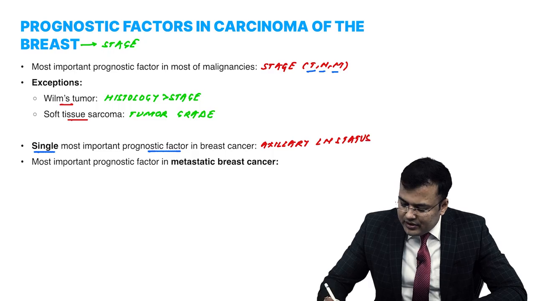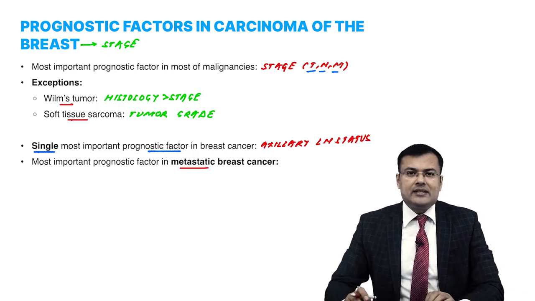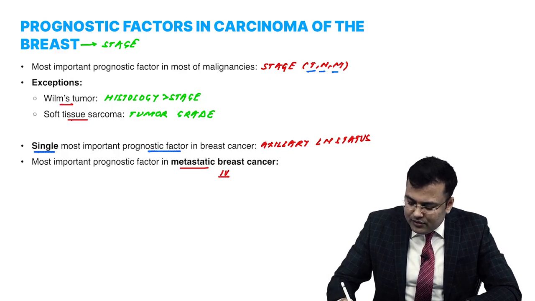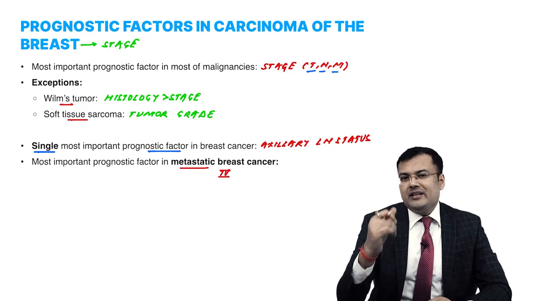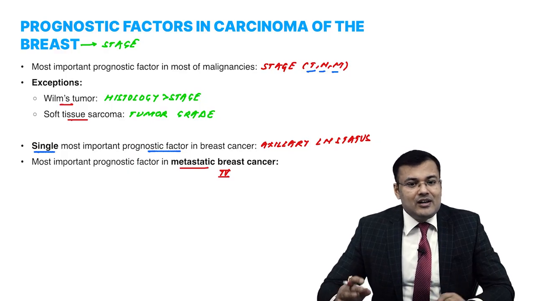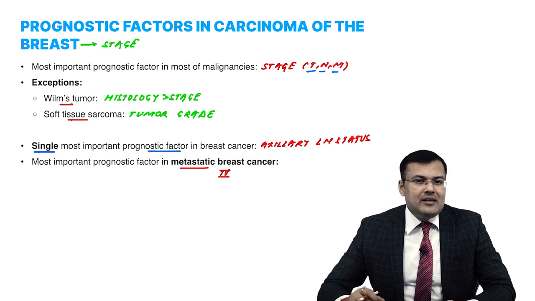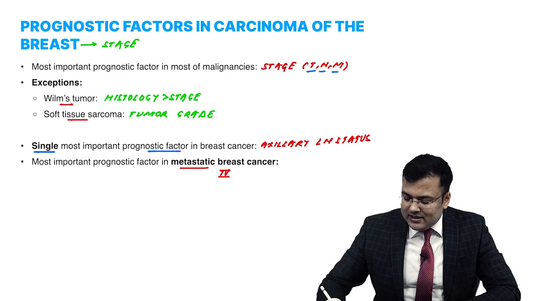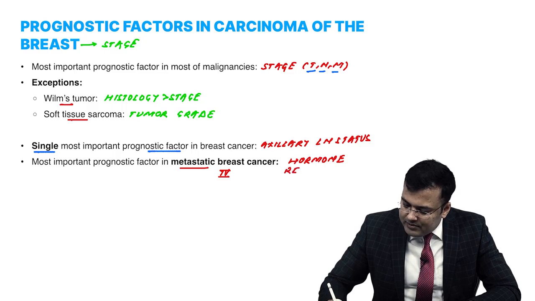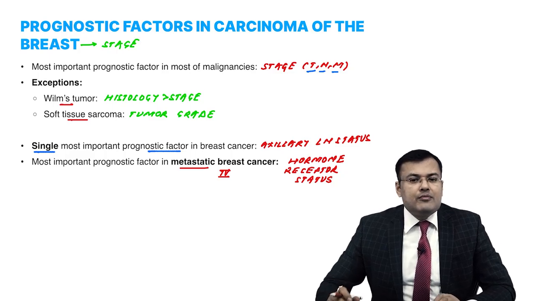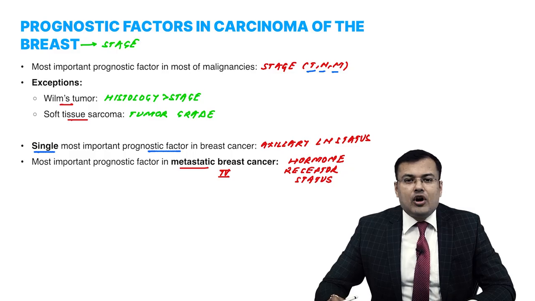Okay, next, imagine the patient is having metastatic breast cancer, meaning already the stage is 4. Now this patient will respond to hormone therapy or she will not respond to hormone therapy. It is dependent on hormone receptors. Clear? So what is the most important prognostic factor in metastatic breast cancer? It is hormone receptor status.